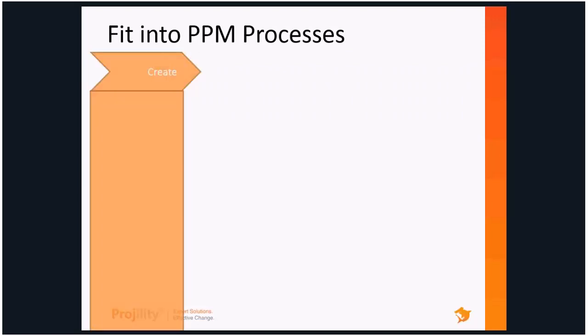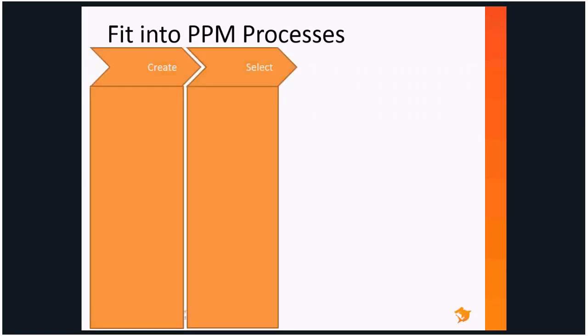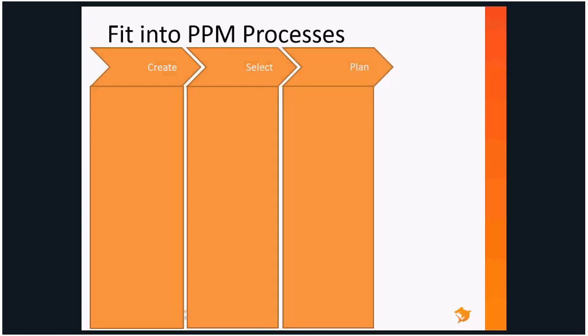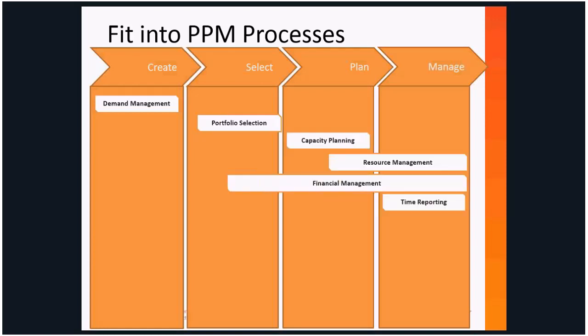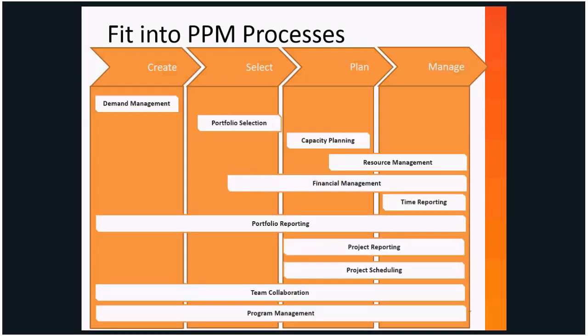When we start thinking about the life cycle that you put in place, and this is a representative life cycle where you can go through your creation of your portfolio and your projects. You have a formal selection process where you're going to sit down on an annual, quarterly basis, or even a monthly basis and review all of the projects that are in your pipeline. You're then going to go about doing your planning, which is your detailed planning, and then management.